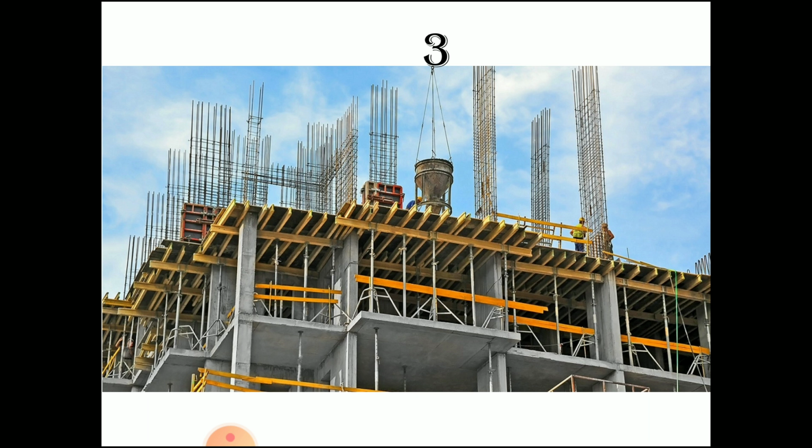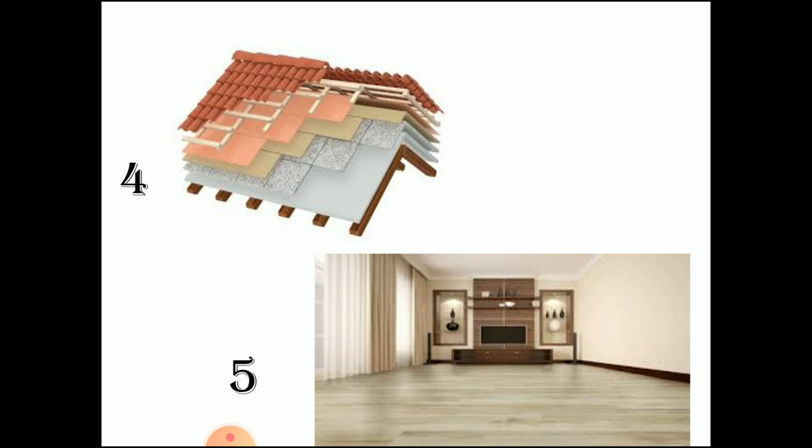If you observe picture number 3 clearly, you see a building which consists of various columns, slabs, beams and so on. But on the top floor, we see wood, that is nothing but the formwork. If you observe picture number 4 and picture number 5, you will clearly get the idea. Picture number 4 consists of various types of roof, and in picture number 5 there is a flooring.